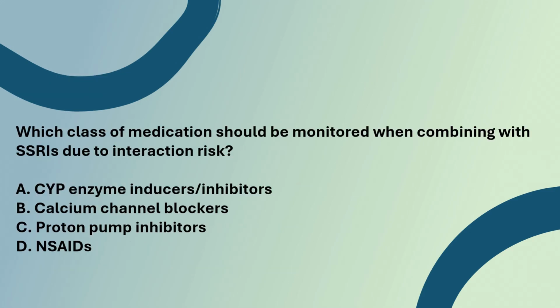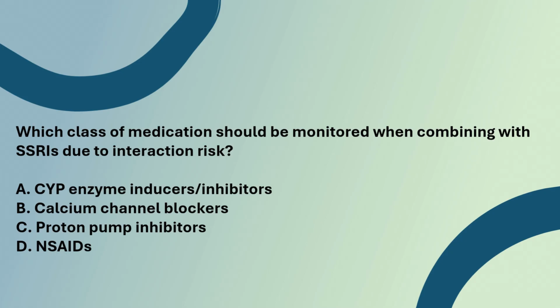Next question. Which class of medication should be monitored when combining with an SSRI due to interaction risk? A, a CYP enzyme inducer or inhibitor. B, calcium channel blocker. C, proton pump inhibitor. D, NSAID. I'm going to give you a few moments to look at that.